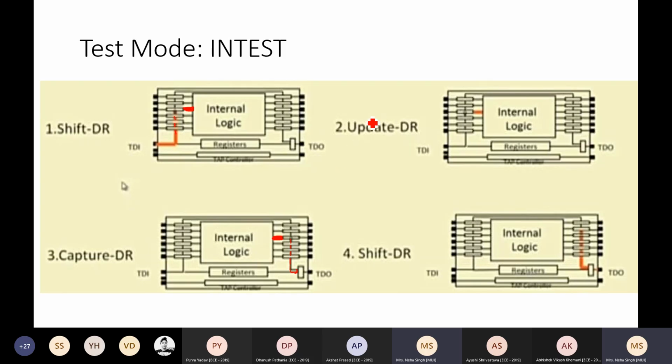Then I used update mode. Update mode means the data which has been read as S in gets captured by QB and the value gets updated, which is then passed into the IC, the internal logic. Then capture DR, the data is read at output or input of my next scan cell. And finally again shift करना है, so shift DR mode. So again the data is shifted and at the output through multiplexer I can read my data. Right? This is the different way.